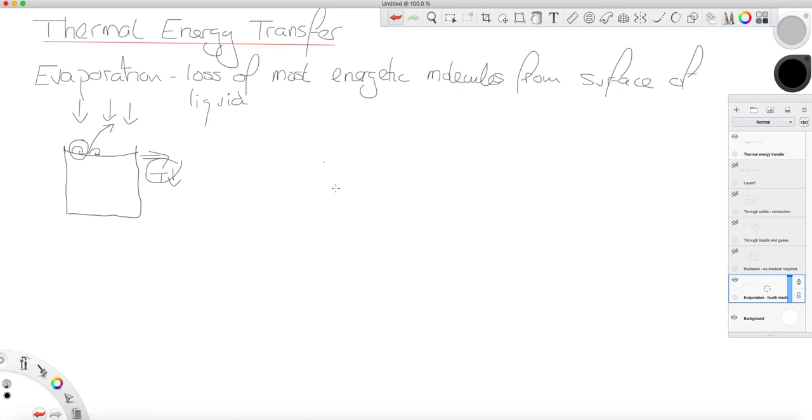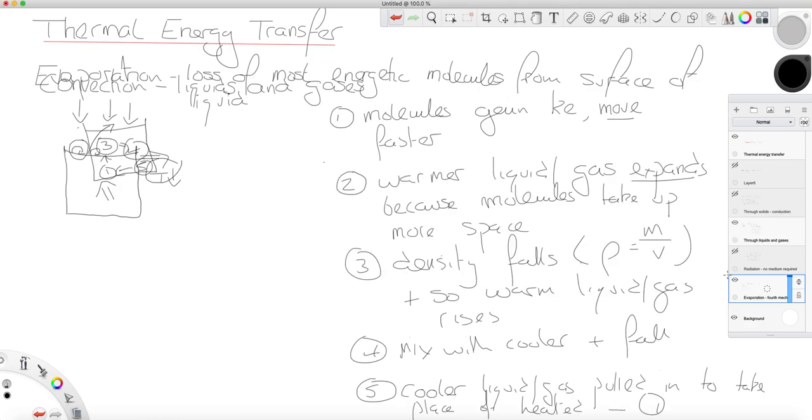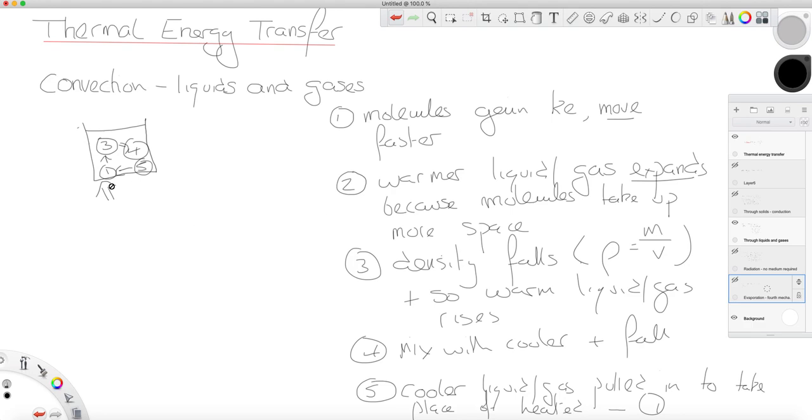That's a fast mechanism. Liquids and gases, you have the heating of the liquid or the gas. So they gain kinetic energy, move around faster. The liquid or gas becomes less dense and rises. It mixes with the cooler stuff and falls. And while all that's going on, cooler liquid or gas is pulled in to take the place of what rose due to a fall in density. So that's convection.